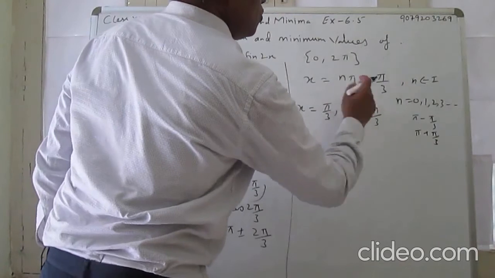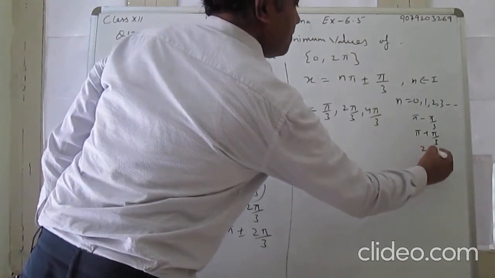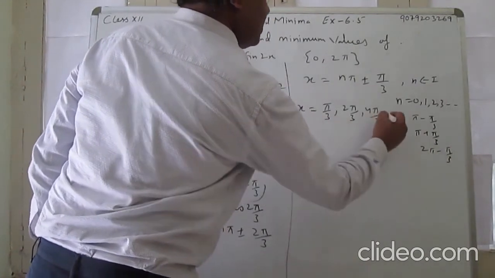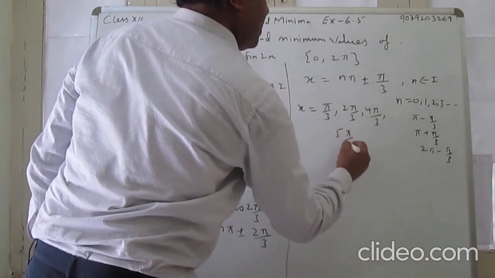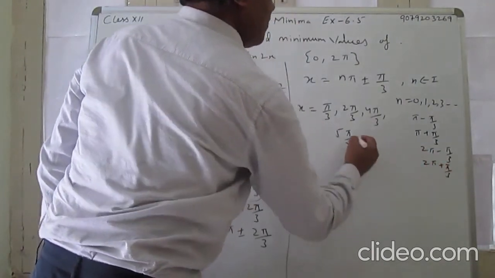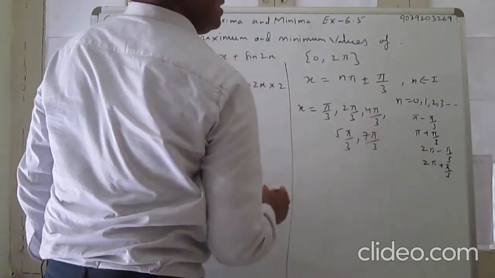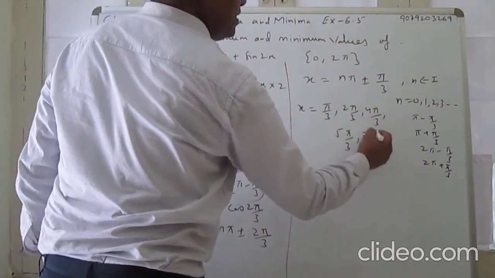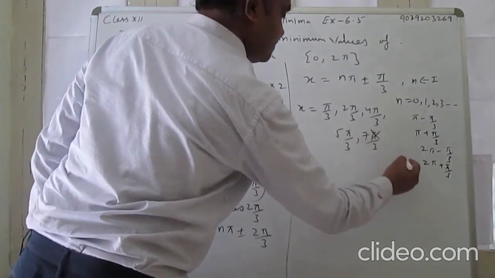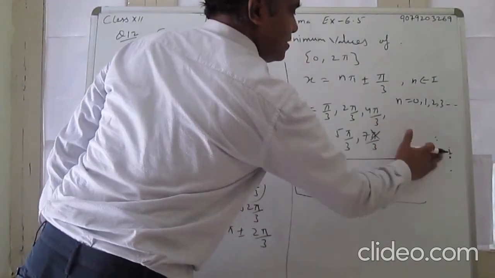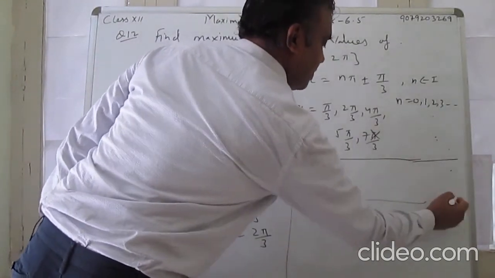Now take 2π - π/3, it is 5π/3. Now taking plus gives 7π/3, which is more than 2π, so don't take this. The points are these. Let's make a table.